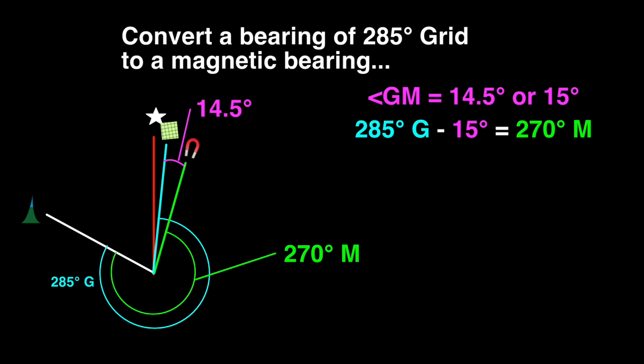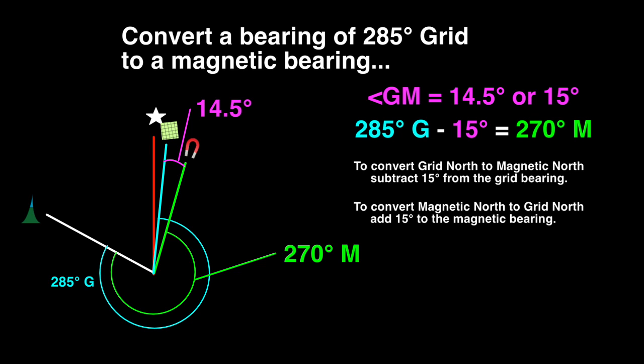Now let's make our shortcut rules for this situation. To convert grid north to magnetic north, subtract 15 degrees from the grid bearing. To convert magnetic north to grid north, add 15 degrees to the magnetic bearing.